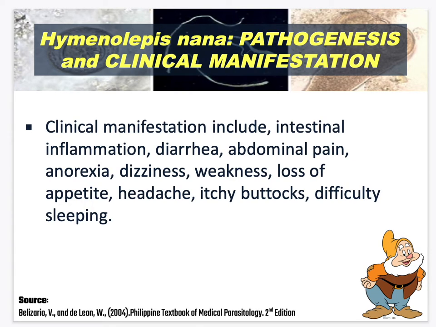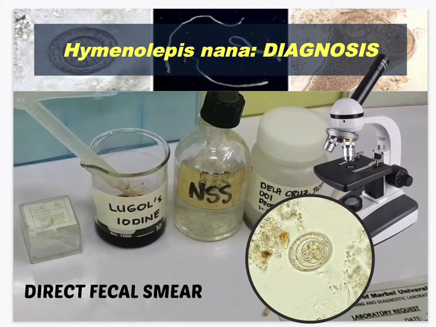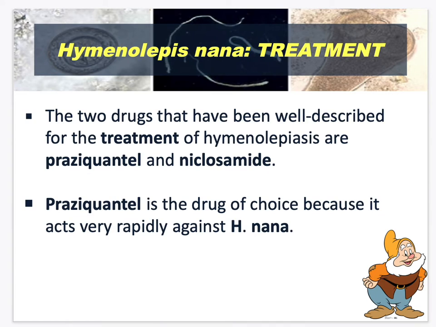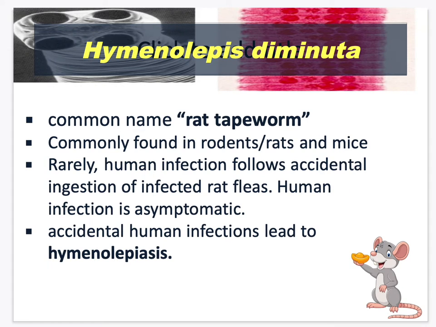So, your clinical manifestations will include intestinal inflammation, diarrhea, abdominal pain, anorexia, dizziness, weakness, loss of appetite, headache, itchy buttocks, and difficulty sleeping. So we diagnose this through direct fecal smear, and we treat this with praziquantel and niclosamide. But praziquantel is the DOC because it acts very rapidly against H. nana. Now let's proceed to Hymenolepis diminuta.